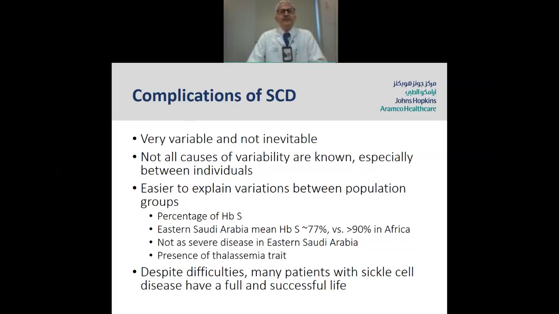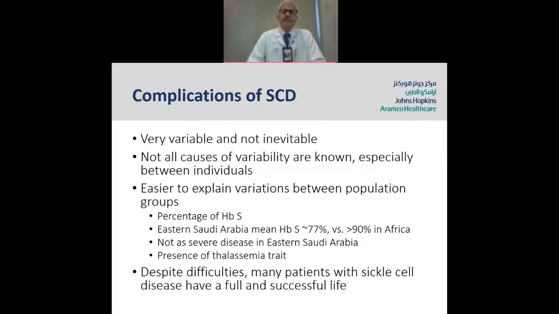These variations are easier to explain when you take a larger group of patients. For example, the percentage of hemoglobin S. Patients have variable levels. Some of them have above 95%. Some of them only have 70%. This is natural, without intervention. For example, in the local population in Eastern Saudi Arabia, the mean hemoglobin S is probably about 77%. Compare that to more than 90% in most African variants. This is why the disease in Eastern Saudi Arabia is not as severe.